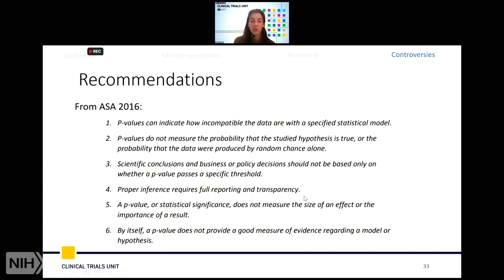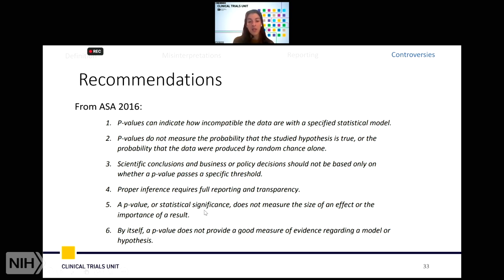Proper inference requires full reporting and transparency. So again, that goes back to what we just talked about with the Simmons paper, really being able to describe fully what you did and all potential issues you ran into, or how you excluded groups, how you grouped variables together to do analyses, all of those things. All of that is going to impact your p-value.